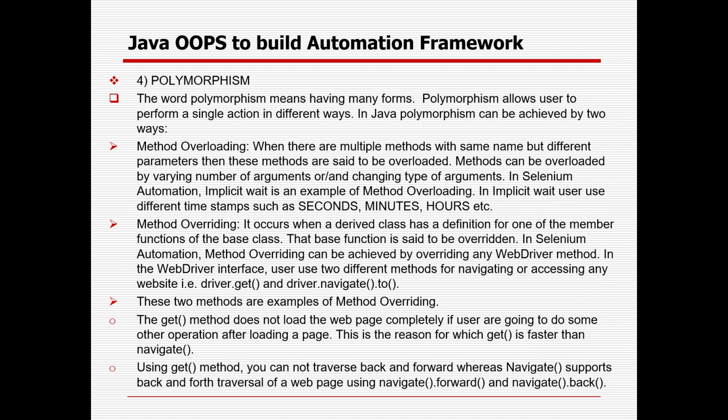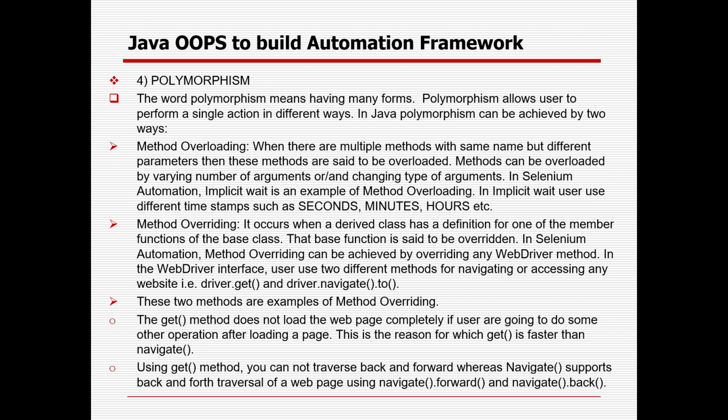Then polymorphism. Polymorphism means many forms. You already know there are two types of polymorphism: one is method overloading, one is method overriding. What is method overloading? It is nothing but the same method with different arguments. So you have already seen driver.implicitlyWait, it can go with seconds, minutes, hours. Or otherwise you have already seen driver.findElement by id or xpath or css. You are calling the same method, but you are trying to get different kinds of elements. So that is called method overloading.